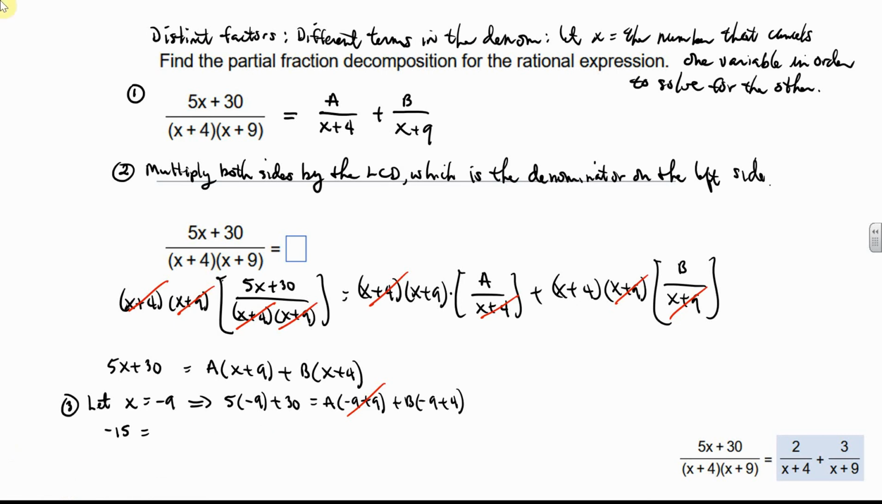So this is equal to negative 9 plus 4, which is negative 5, times b. So I can solve for b. So b is equal to 3.